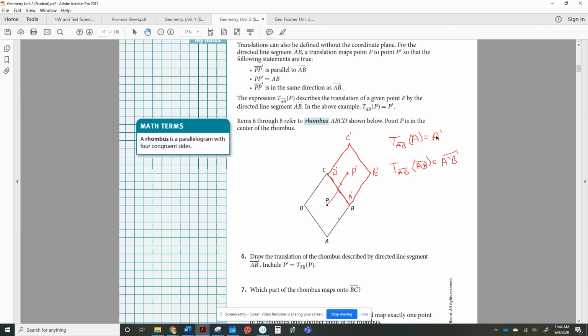Okay, so that equal sign is just saying this is where you started, this is where you ended up. We did that. That's number 6. We did that. What part of the rhombus maps onto BC? BC was part of the original one. So A prime, D prime maps to BC.